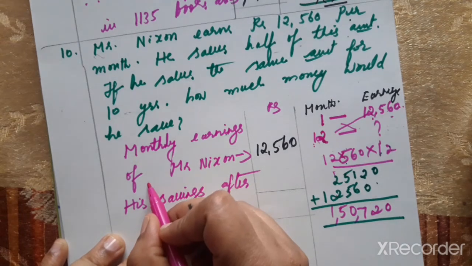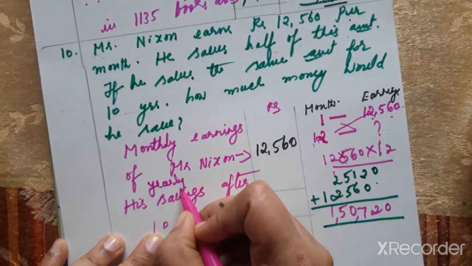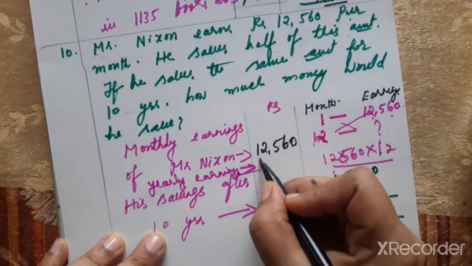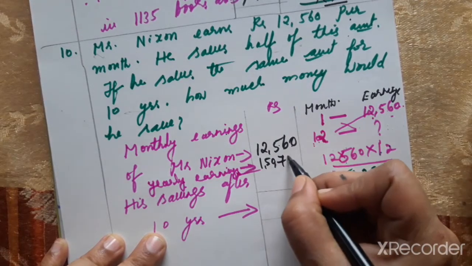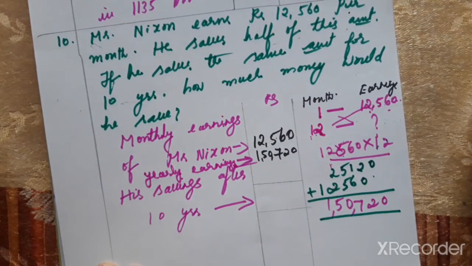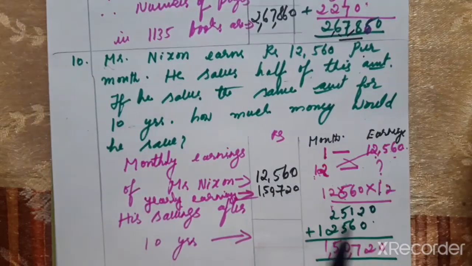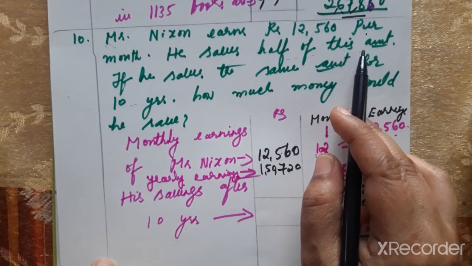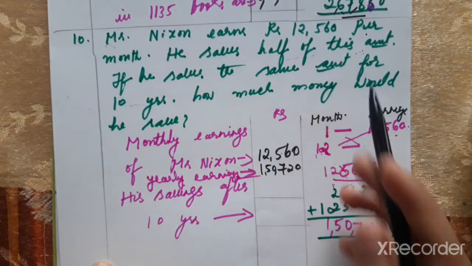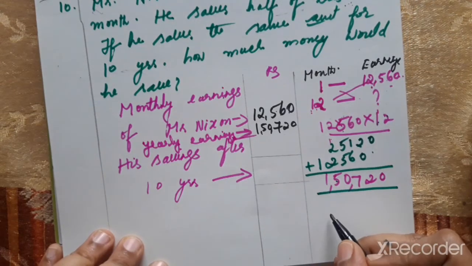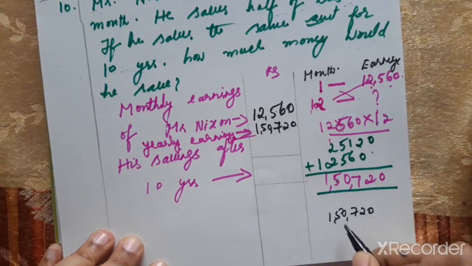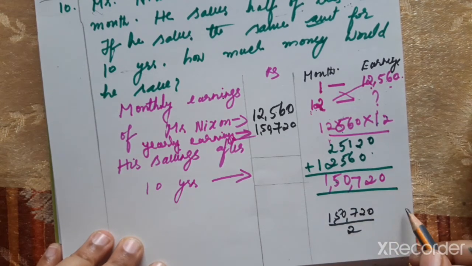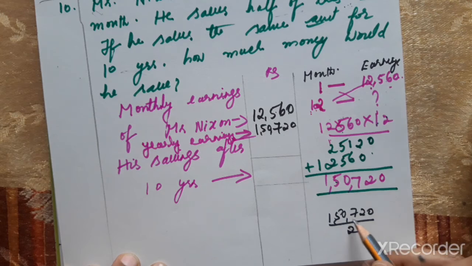Therefore yearly earnings is 1,50,720. And it is given in the question he saves half of this amount. He saved half of this amount, means saving is half of 1,50,720, divided by 2. Half of this is yearly saving. Divide it, children. Divide and check. Otherwise, cancel the number and divide and check.